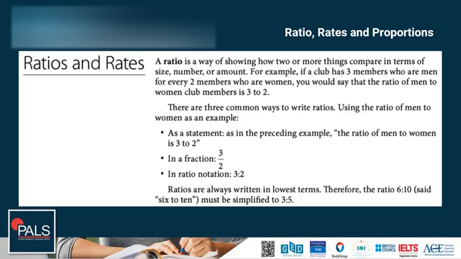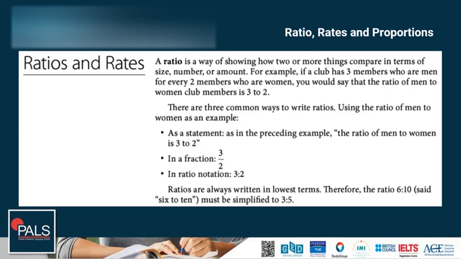There are 3 common ways to write ratios. Using the ratio of men to women as an example. First, as a statement. As in the preceding example, the ratio of men to women is 3 to 2. Second, in a fraction, 3 over 2. Third, in ratio notation, 3 colon 2. The colon symbol means "to", so you can just read it as 3 to 2.